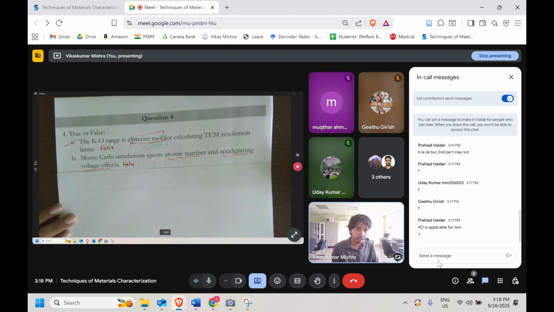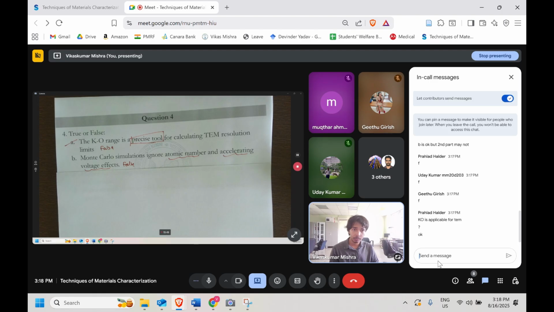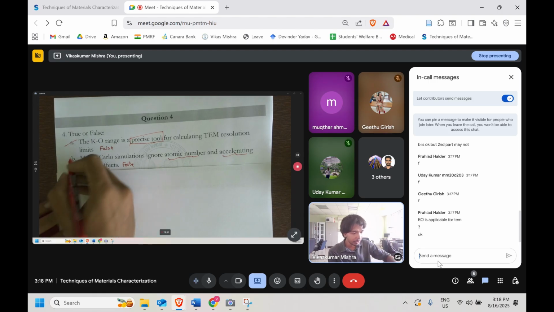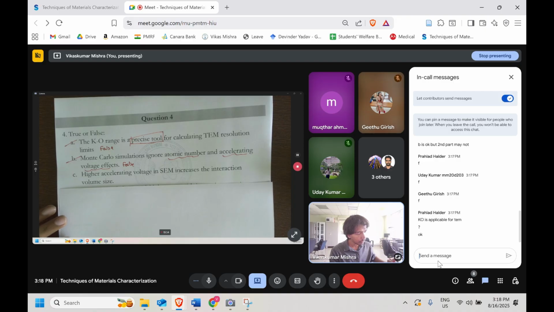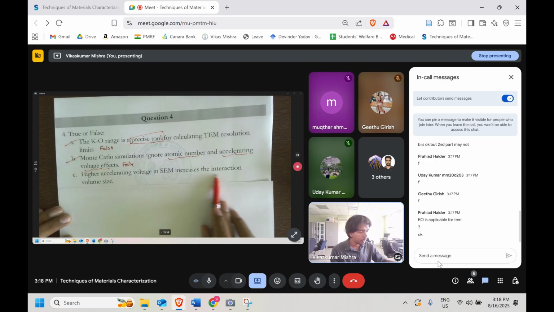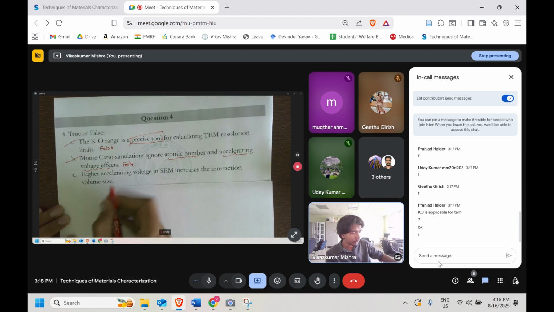KO is applicable for TEM? No, Prahlad, it's not applicable for TEM, because we need the entire volume to interact, while in the case of TEM, our specimen thickness is very low. So the Monte Carlo simulation is mostly applicable for scanning electron microscopy. Okay, very good. C: higher accelerating voltage in SEM increases the interaction volume. Very good, it's true.